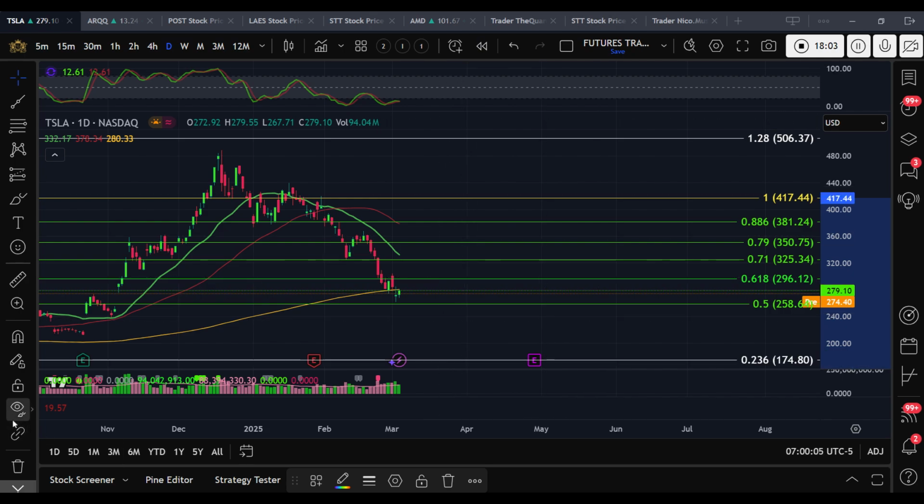It has basically a $20 ATR, $19.57. You can see down here in the red in the bottom left corner, or even possibly up to about our 21 moving average and our 0.71 fib at 325.